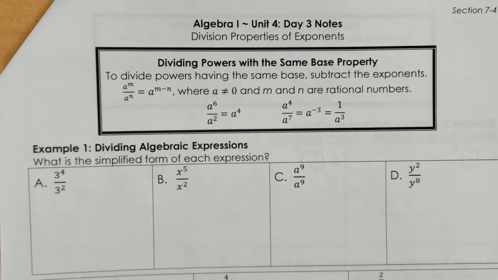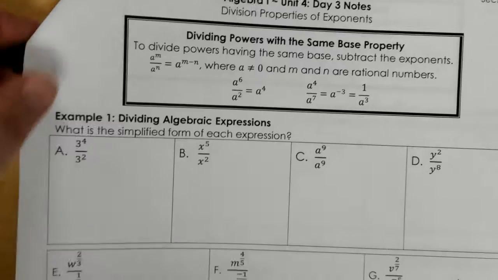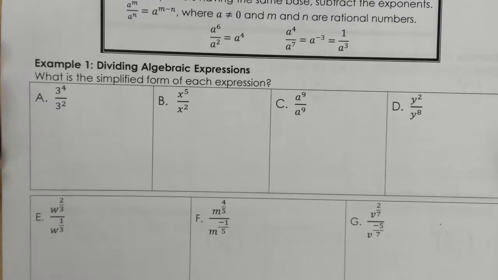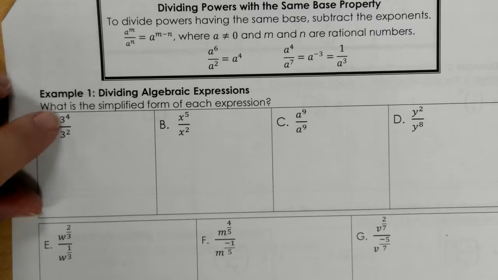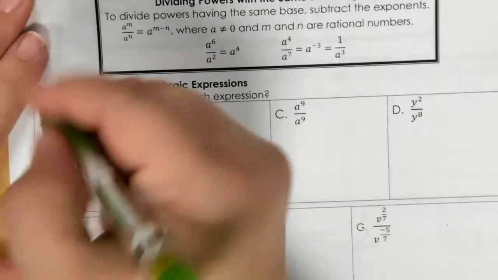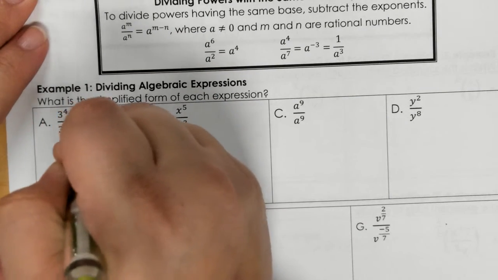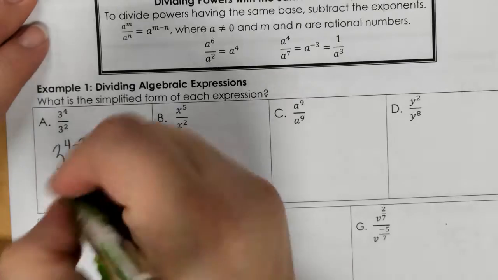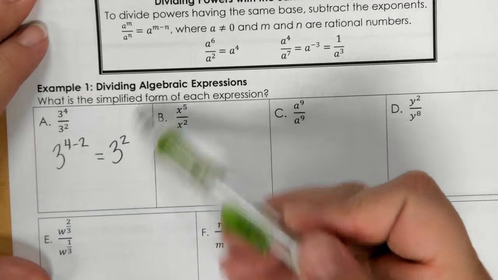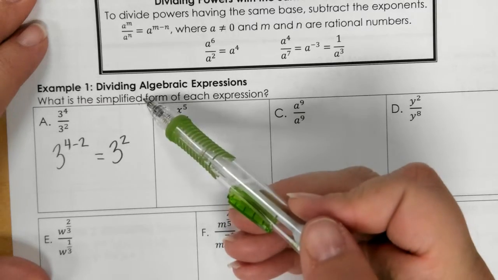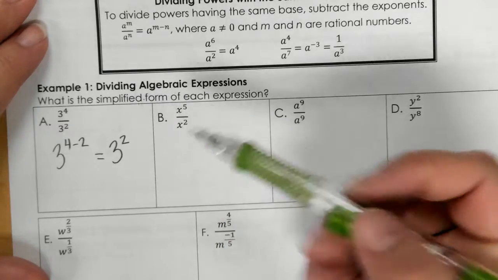For Unit 4, Day 3 notes, Example 1 is dividing algebraic expressions, and as you can see, Example 1 is this entire page. And I have broken it up into different sections. So the first section here is a very basic idea of the rule. If you have the same base, 3 and 3, then you are subtracting the exponents, the 4 and the 2. So to show your work, it would look like this, so you know what you're doing, and then you would write 3 squared. And the directions say to simplify, so we're going to leave it like this. If it said to evaluate, then you would tell me the answer is 9.